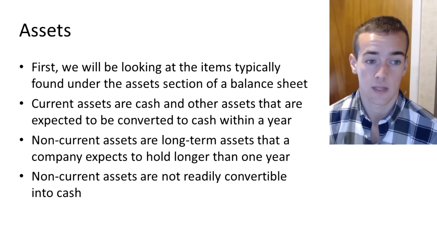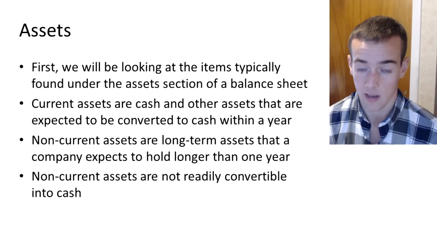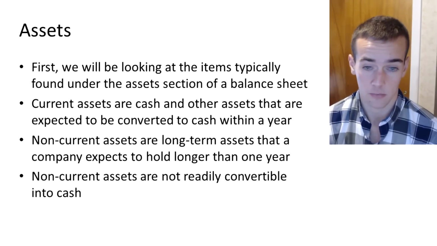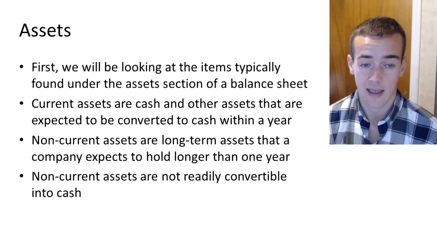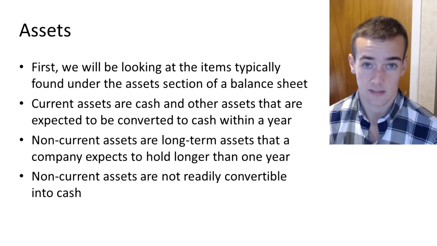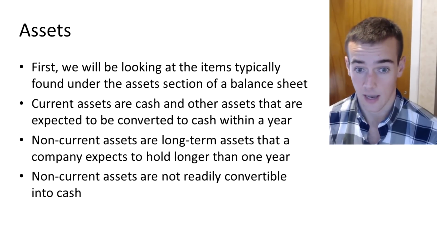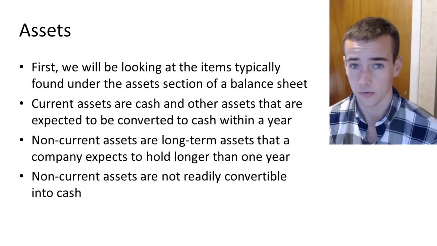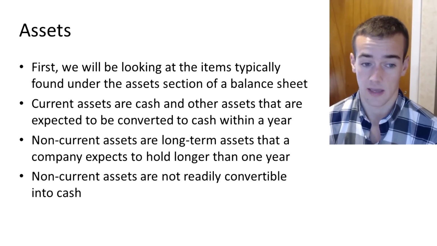So we will be looking at the items typically found under the assets section of a company balance sheet. You have current assets and then non-current assets, and we're going to give some examples of these. But current assets are cash and other assets that are expected to be converted to cash within 1 year, while non-current assets are long-term assets that a company expects to hold longer than 1 year. So the difference between those is very simple. Current assets are currently cash, or are going to be converted into cash within 1 year. And any non-current assets are long-term investments or assets the company holds that are not going to be converted into cash within that year.